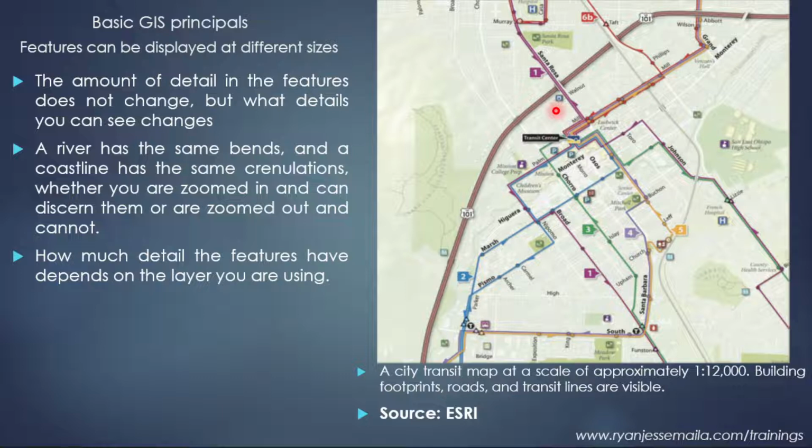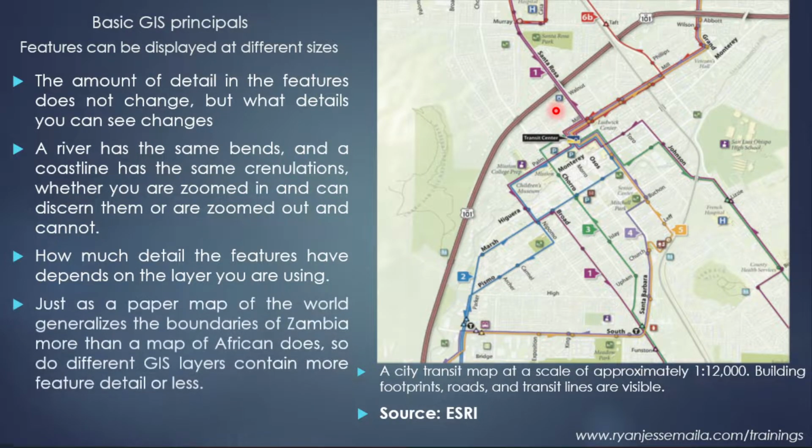And how much detail the features have depends on the layer that you are using. Just as a paper map of the world generalizes the boundaries of Zambia or any other country more than a map of Africa will do, so different GIS layers contain different amounts of feature detail. And all this will make a lot of sense.